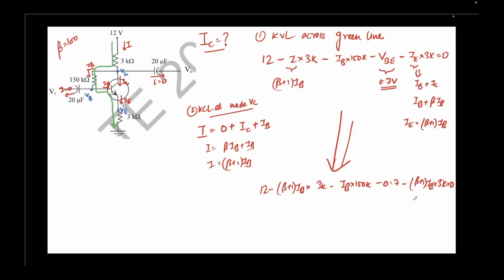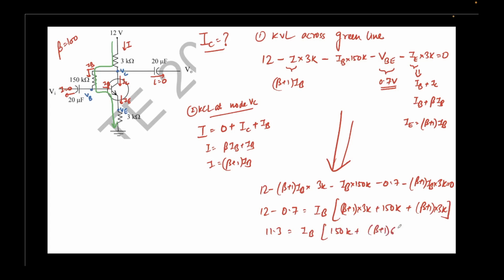Now note that there is only one variable here, which is IB. So let's collect all the terms of IB and take them to the right hand side. So we'll get 12 minus 0.7 is equal to, taking IB common, beta plus 1 times 3K plus 150K plus beta plus 1 times 3K. Straightforward. This is 11.3. This will be equal to IB times 150K plus beta plus 1 times 6K.